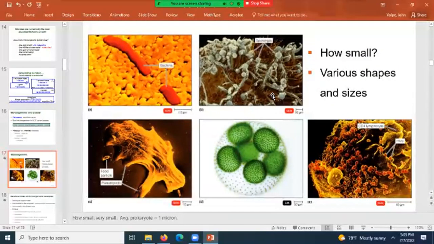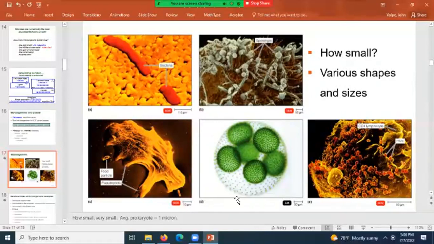As you can see, this is a mold, a mold fungus, and this one is 15 micrometers long. This is also considered a microbe. This is actually a white blood cell, and it's much larger than bacteria. And there we see it's 10 micrometers, so this would be at least 50 micrometers in length, maybe as high as 100 micrometers.